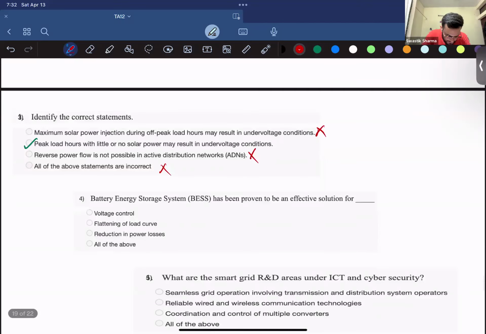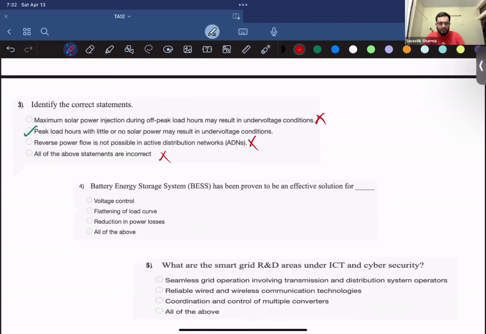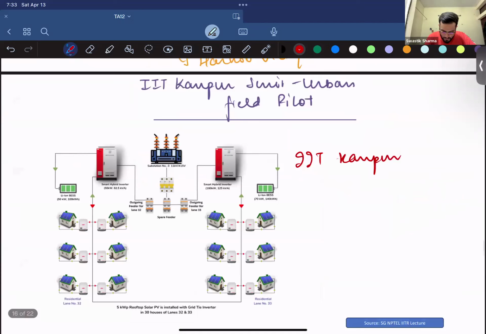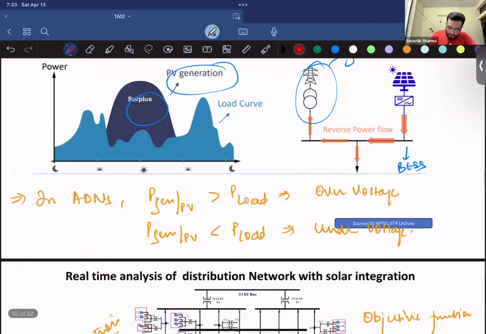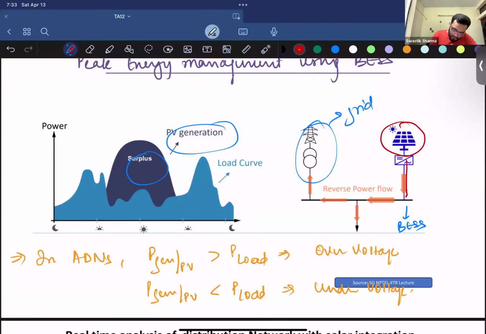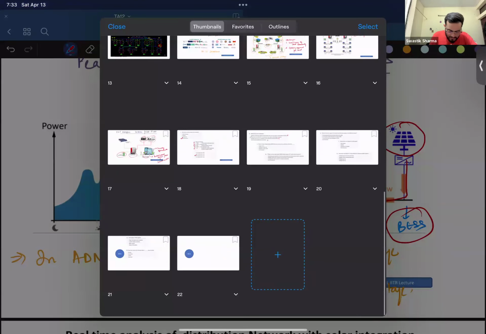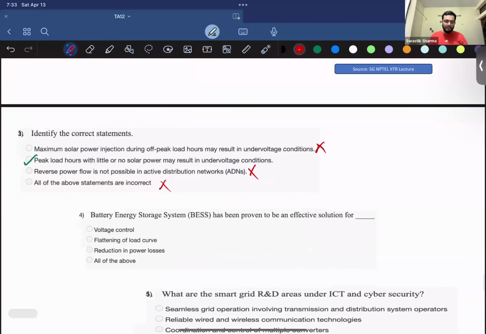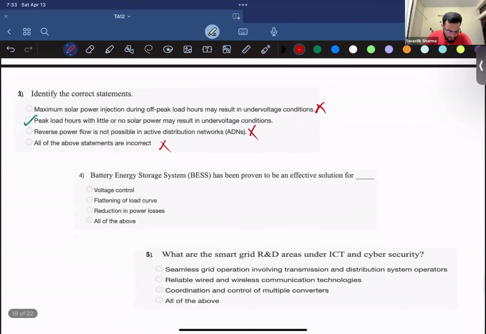Fourth, battery energy storage system has been proven to be an effective solution, but I don't know. So reverse power flow is possible in ADNs, right? This is what I wanted to show you. Your AC can give power to your grid, but in cases when your grid doesn't require power, you can feed it to a BESS. That's what I wanted to tell. So reverse power flow is there in ADN. That's why we have bidirectional power flow. Reverse power flow is the reverse of the original power flow that is supposed to happen.